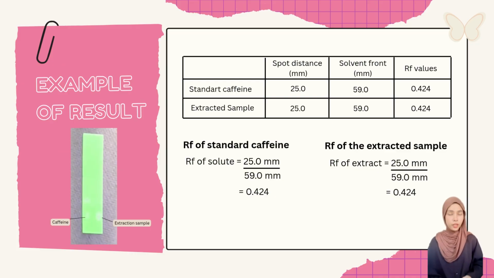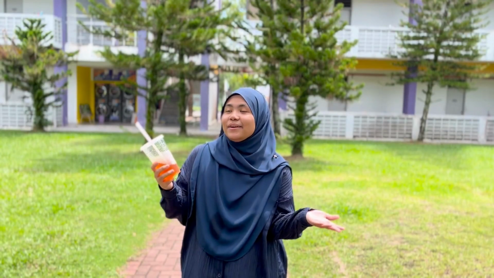And in chromatography, if the Rf value is identical, it means that the compounds share the exact same chemical properties. This perfect match provides definitive, concrete evidence that the crystal successfully isolated from the tea leaf is indeed pure caffeine. And there you have it.